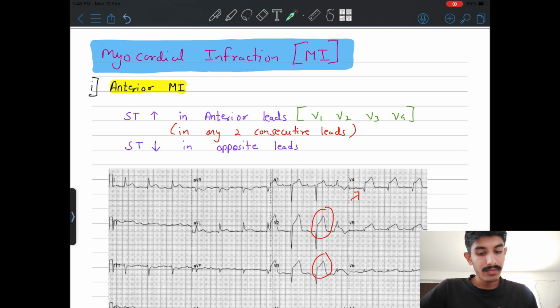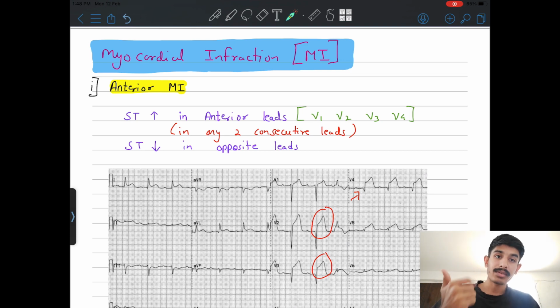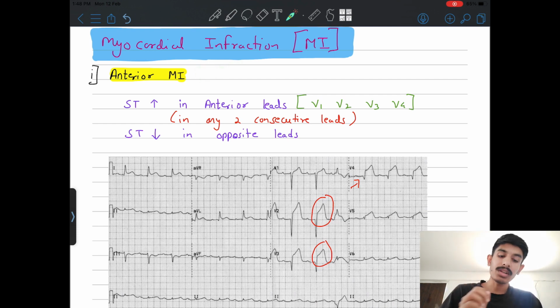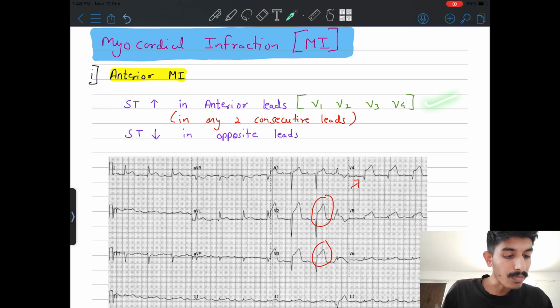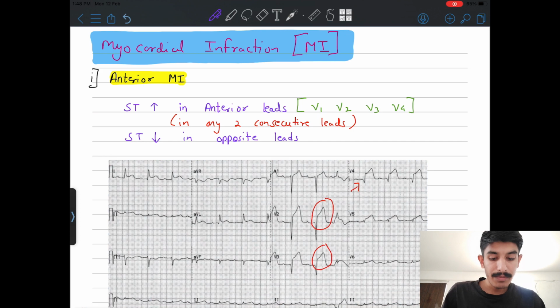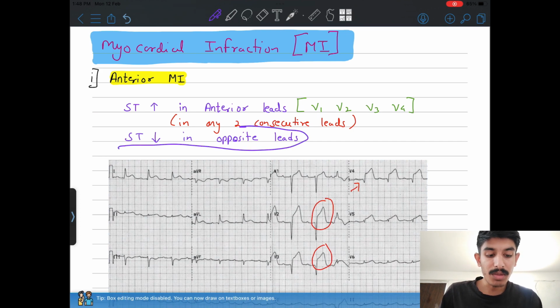So let's study myocardial infarction. As in the start, I told you already about anterior, inferior, and lateral. There is a classification at the start of the ECG that I gave. So just learn that, because that part will help you now. Look, anterior myocardial infarction: ST elevation is seen in these four leads: V1, V2, V3, and V4. And depression is seen in the opposite leads.